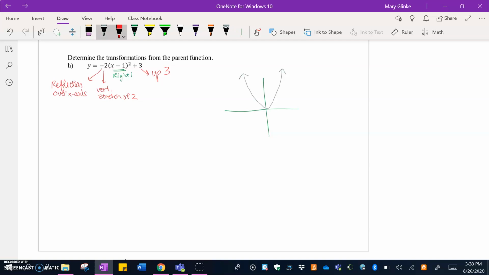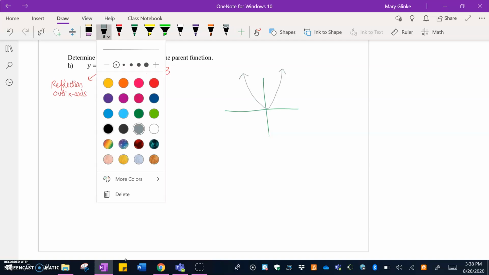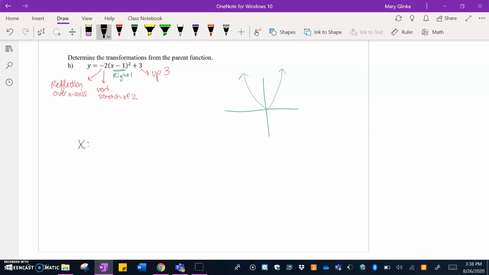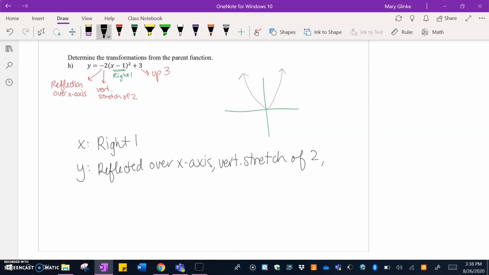When we list this, we're going to list what it does to the x's and what it does to the y's. Normally you do the x's first. So the x's are going to be moved right 1. The y's are reflected over the x-axis with a vertical stretch of 2. And then it's going to be moved up 3.